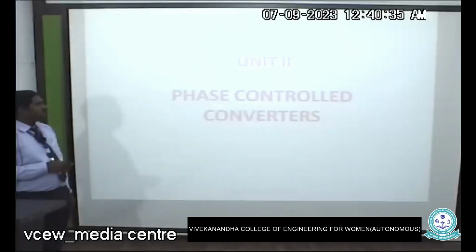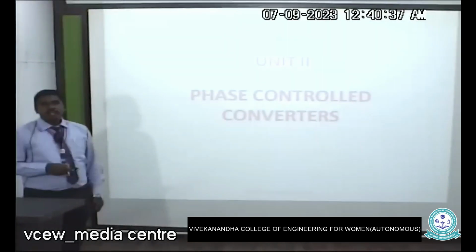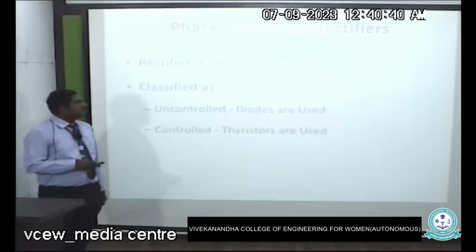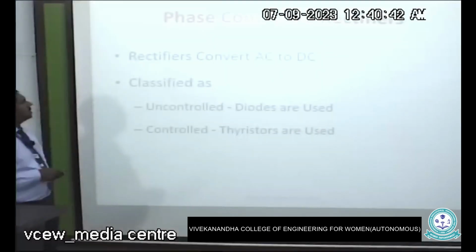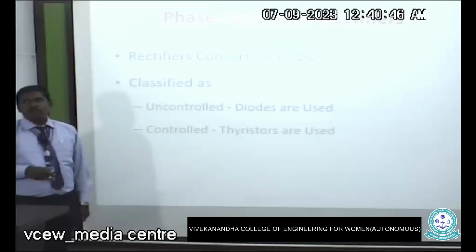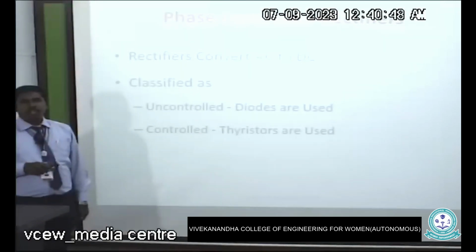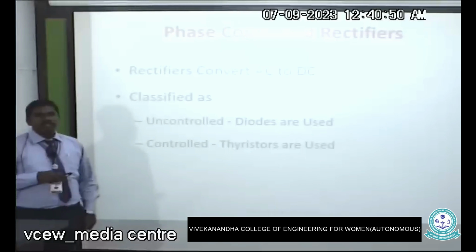So in power electronics, the second unit is phase controlled converters. So what is a phase controlled converter? A converter is meant to convert one form to another form. The first converter we are going to see in power electronics is the phase controlled rectifier.